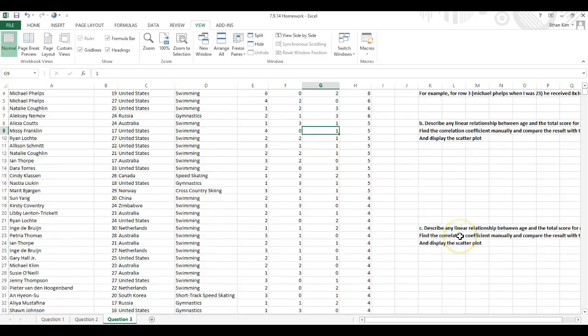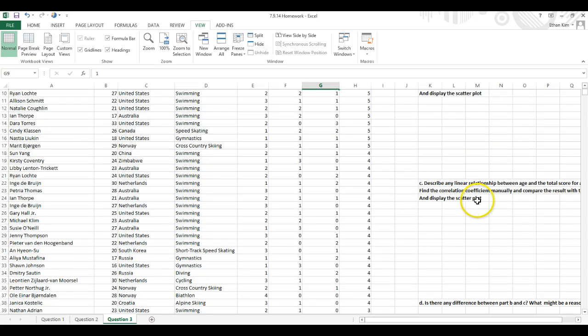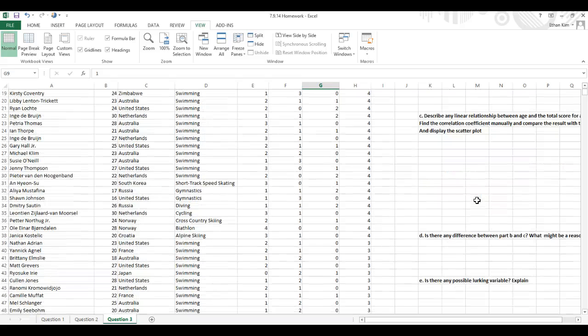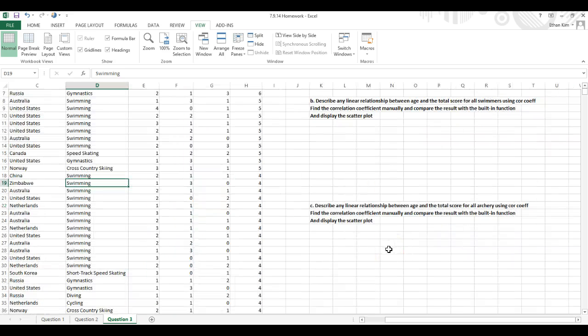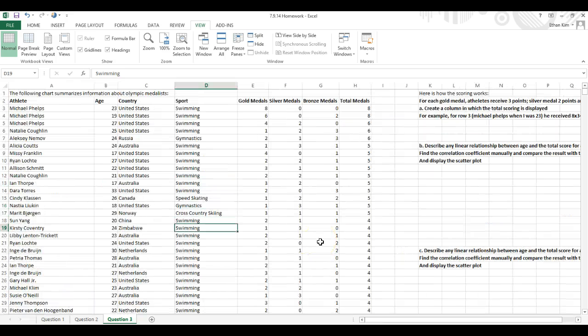And first you're going to do this manually and compare the result with the built-in function, and you have to comment on the lurking variable. Okay, and for this we're looking at swimming, and also, I forgot what it was, archery. Okay, so you have to use the filter section, and then you would do the same thing as we did for the classwork. Okay, so that's your homework.